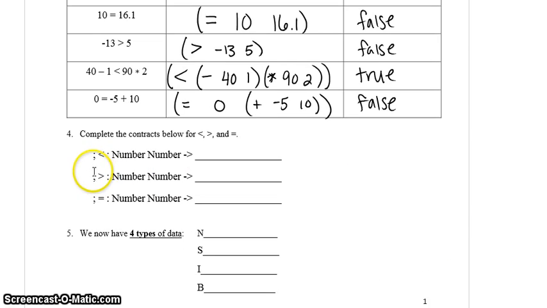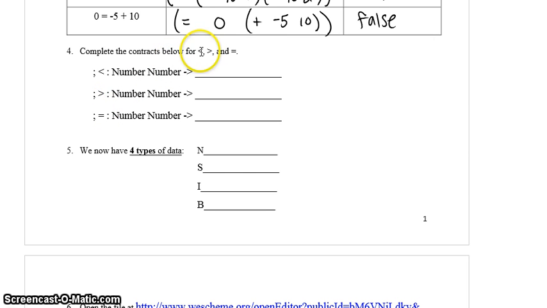In number 4, complete the contracts below for less than, greater than, and equal to. So the less than function takes in 2 numbers as inputs and produces a Boolean, a true or false, as the output. That's also true for the greater than function. Takes in 2 numbers and produces a Boolean as an output.